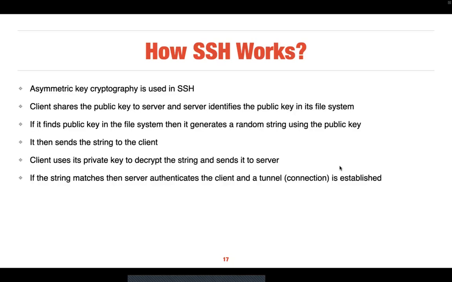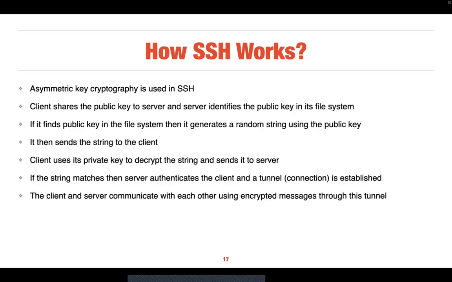So there is a tunnel between my laptop and my company server, and the client and server will communicate with each other using encrypted messages through this tunnel. We will send encrypted messages, and we will be able to decrypt them using our public and private keys. That's how SSH works, and that's why it is very secure.